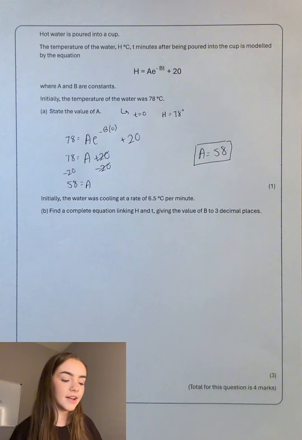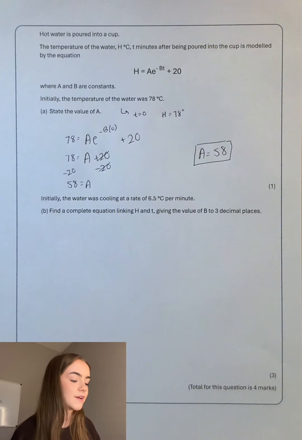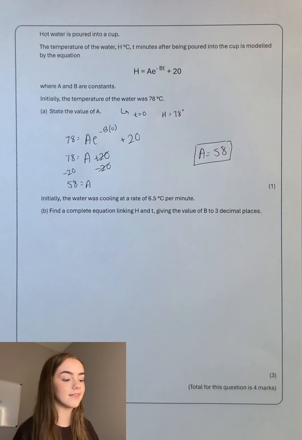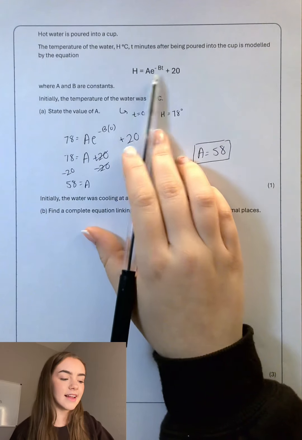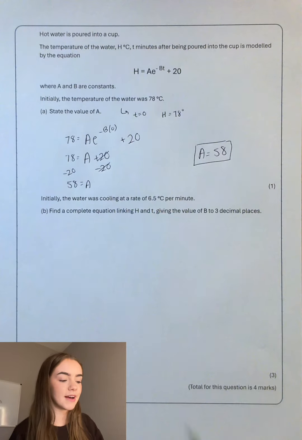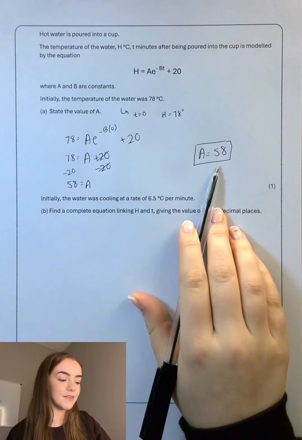For part B, initially the water was cooling at a rate of 6.5 degrees per minute. Find a complete equation linking H and T, giving the value of B to 3 decimal places. So in the first part we figured out what A is, now we need to figure out what B is. Let's rewrite this equation, but substituting A as 58.